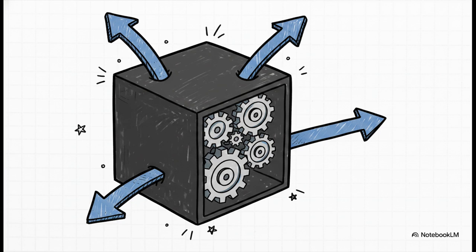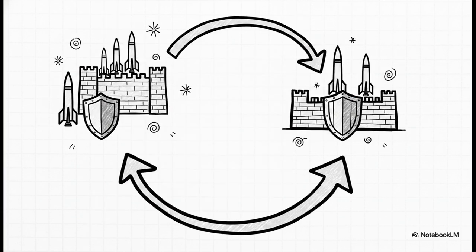The state is just a rational unit, a black box, calculating the odds of its survival based purely on the external pressures of international anarchy and power distribution. The source material actually uses the Cold War arms race as the perfect real-world application for neorealism. It illustrates what scholars call the structural security dilemma.